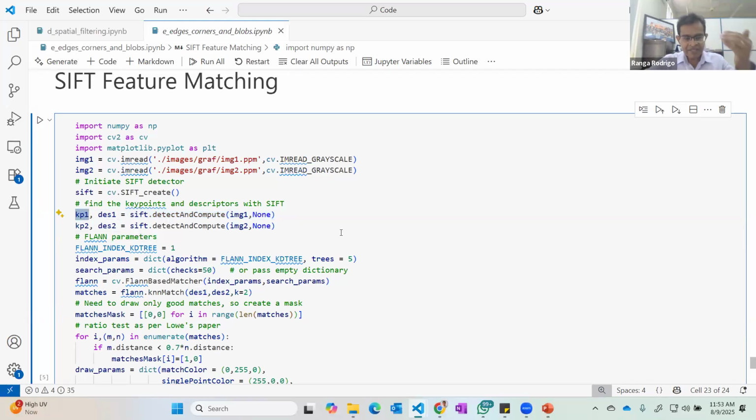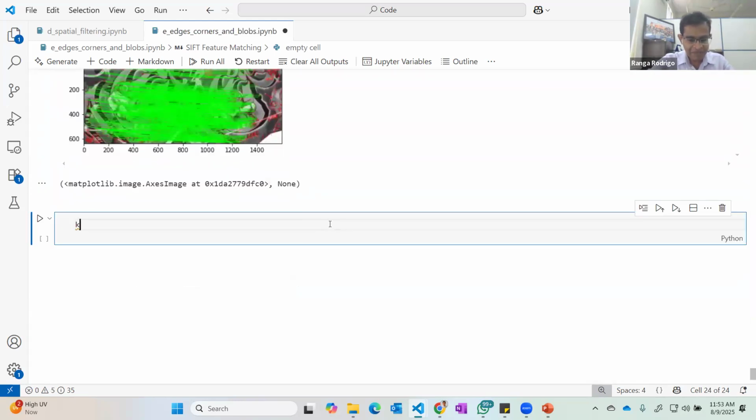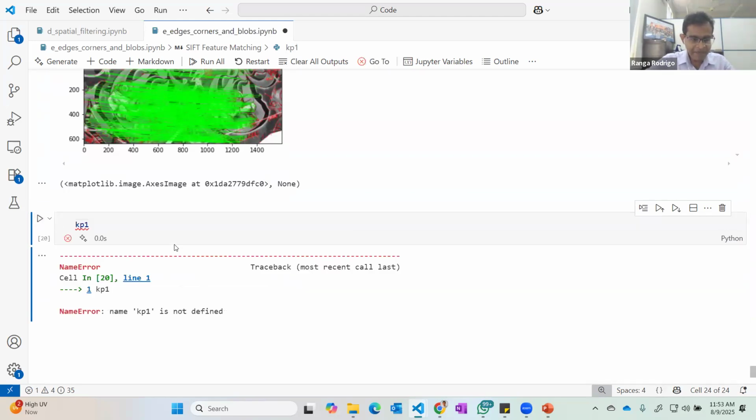Keypoints 1 means the keypoints in the first image, and descriptors 1 are the associated descriptors in the first image. And keypoints 2 are the keypoints in the second image, with descriptors in the second image. So if you look at one of these things like KP1, all of them will be there. We just print it and see.